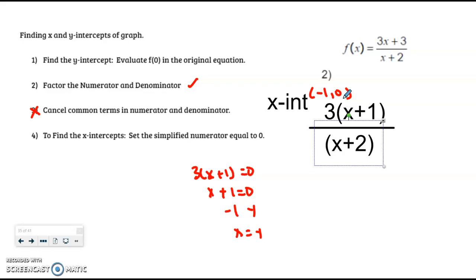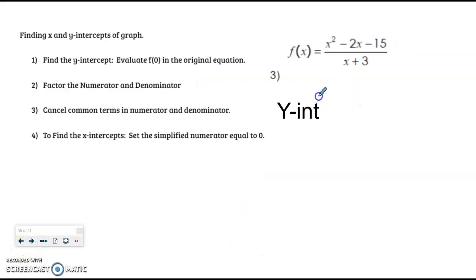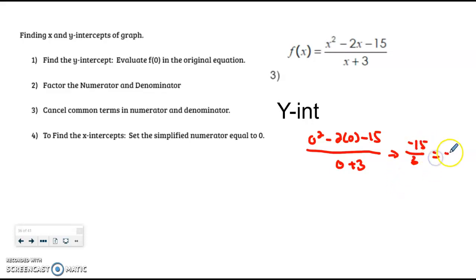All right, let's look at this next example. You've got x squared minus 2x minus 15 divided by x plus 3. Well, for the y-intercept, we're going to plug 0 in for x, so we're going to do 0 squared minus 2 times 0 minus 15 over 0 plus 3. So I have a 3 in the denominator. It looks like I got a negative 15 on the top. That simplifies to negative 5. So I got 0, negative 5 to be my y-intercept.